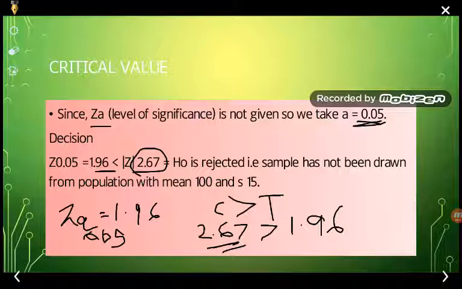The alternative hypothesis: there is a significant difference between the sample mean and the population mean. So that will be the conclusion. We can say that the null hypothesis is rejected, and the sample has not been drawn from the population with mean 100 and standard deviation 15. So with this we have completed the Z test.